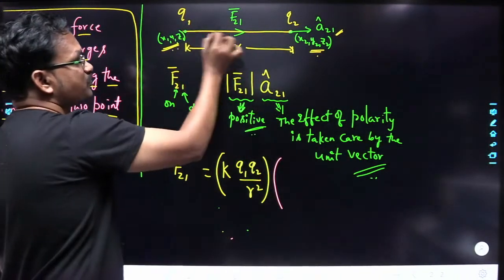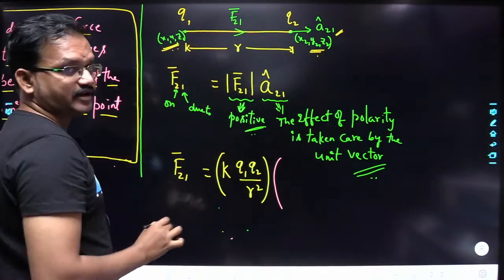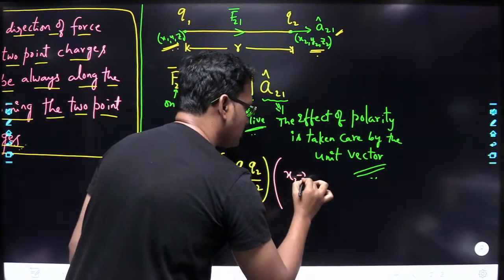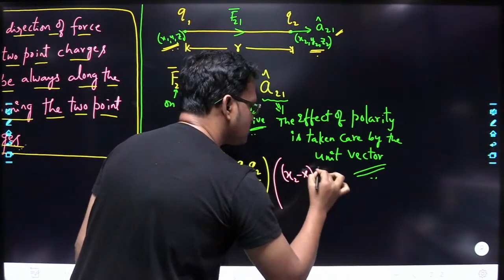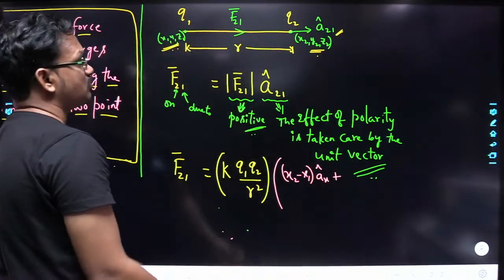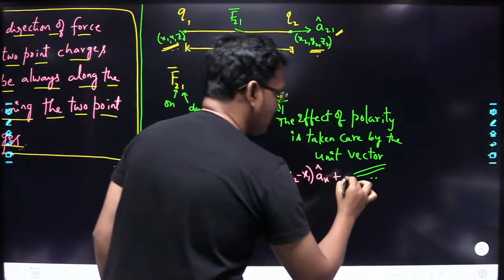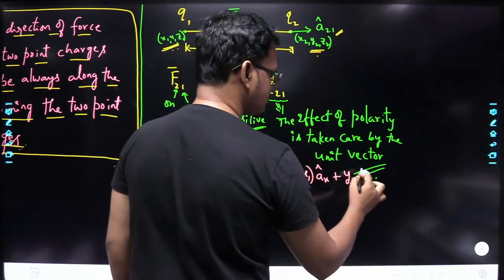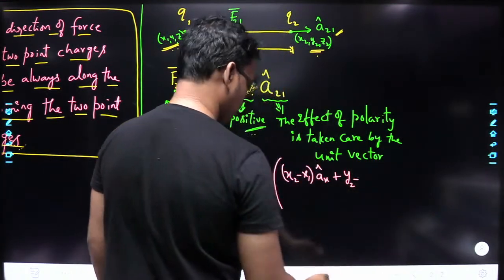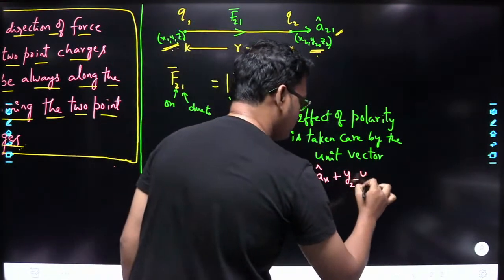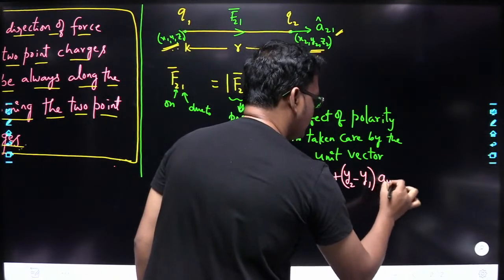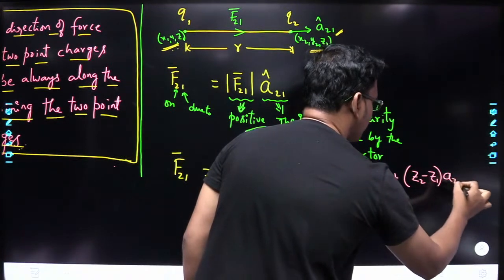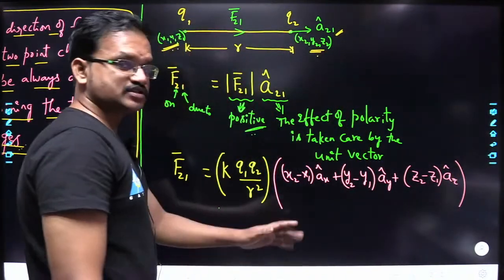So as you move from this point to this point, what is the increment in x here? Increment in x is nothing but x2 minus x1, which becomes the x component. So this is how you have to write the vector. Yes or no? And what is the increment in y? Increment in y is nothing but y2 minus y1 into ay cap. And what is the increment in z? That is z2 minus z1 into az cap, right? Okay, so this is the vector.